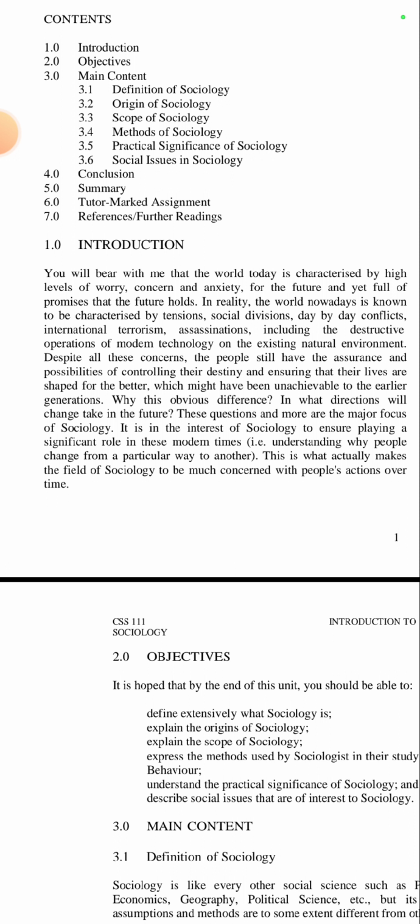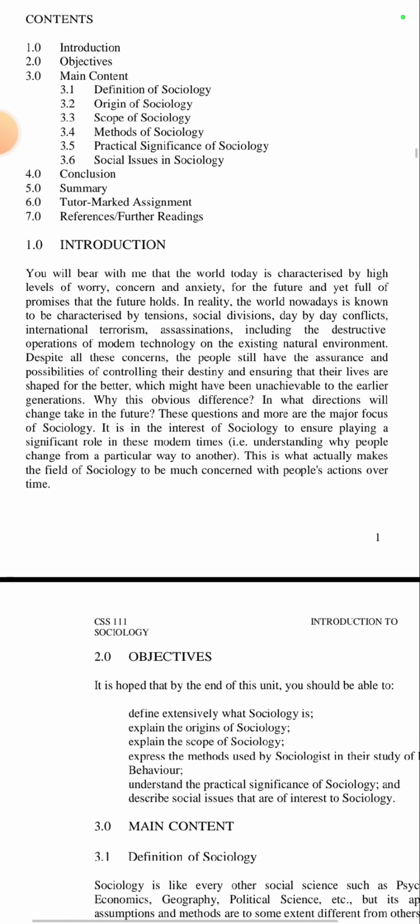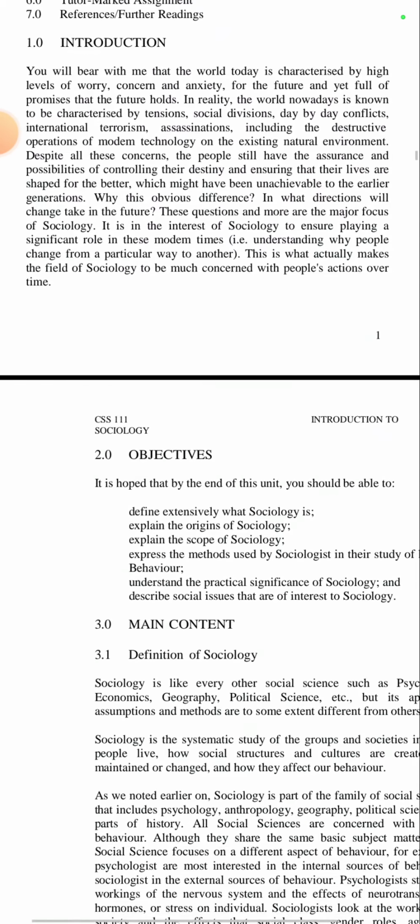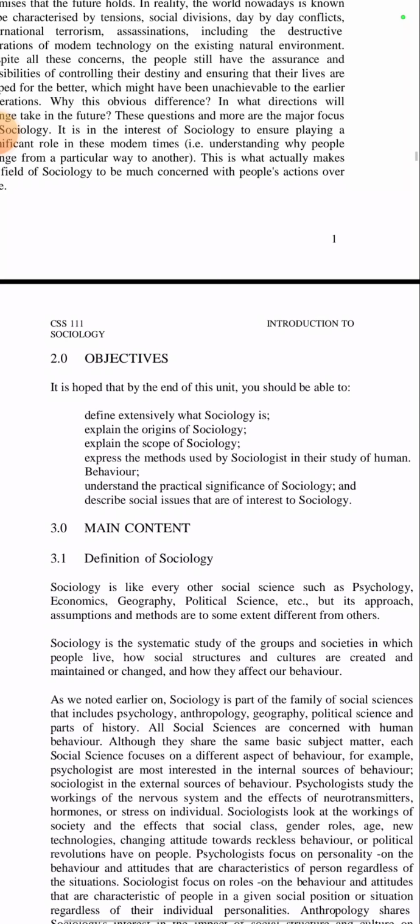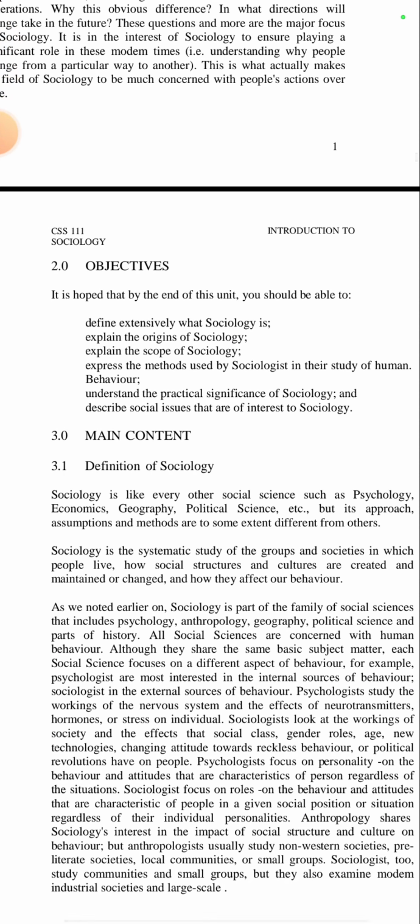It is in the interest of sociology to play a significant role in these modern times, understanding why people change from one particular way to another. That's sociology in a nutshell. This is what makes the field of sociology much concerned with people's actions over time. Objectives: what is sociology, origin of sociology, scope of sociology, methods of sociology, behavior, and so on. Main context.